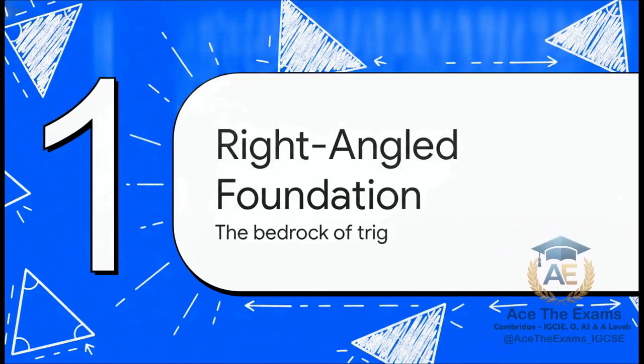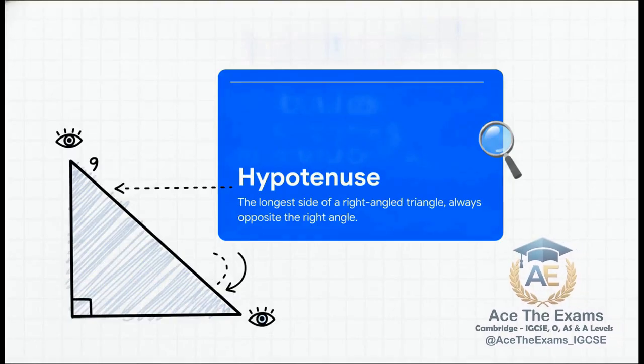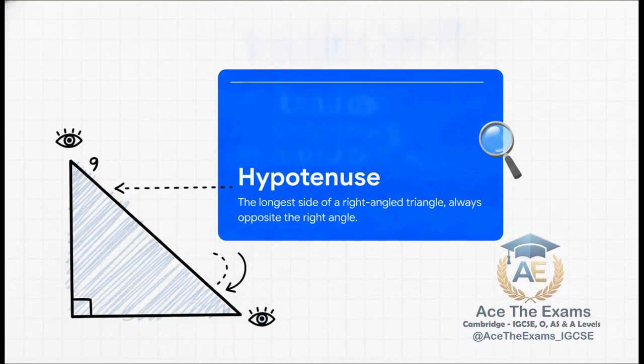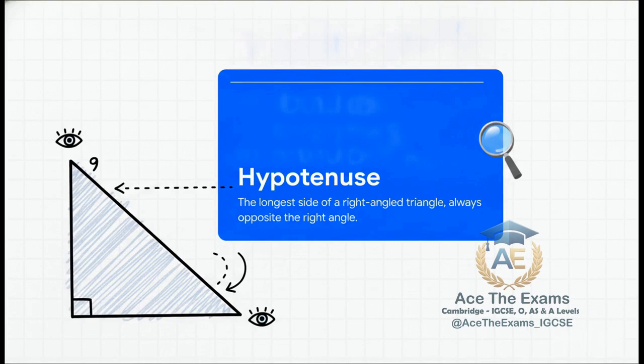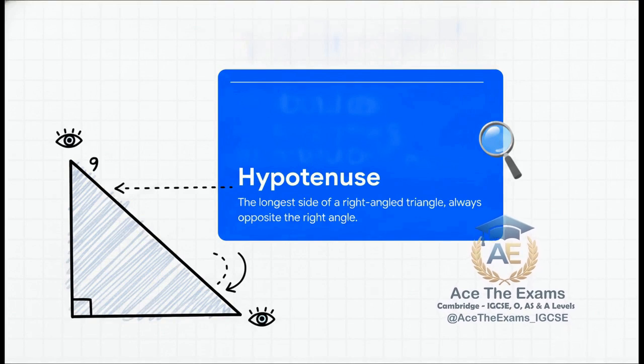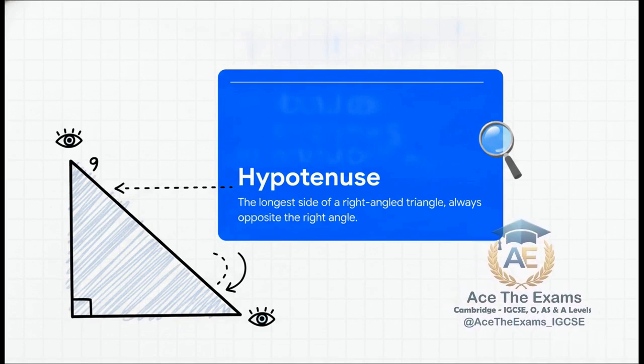The right-angled foundation. Everything in trigonometry at this syllabus level starts with one perfectly simple anchor: the right-angled triangle. This specific shape is the absolute bedrock of all the calculations we are about to explore. Now, a right-angled triangle obviously has three sides, and to secure any marks, we first need to name them so we know exactly what we're playing with.